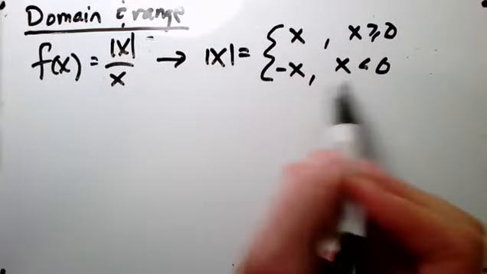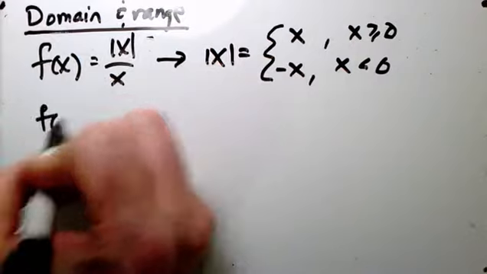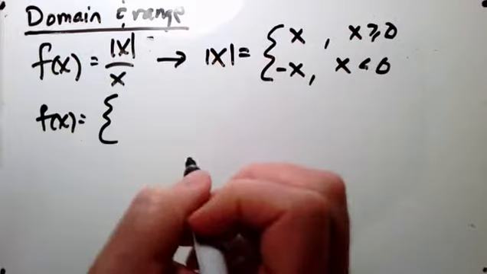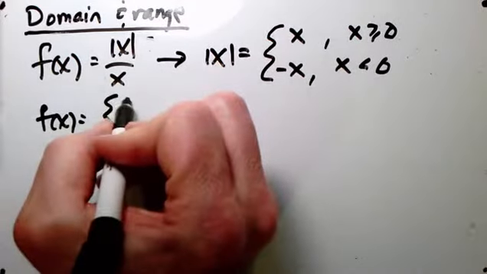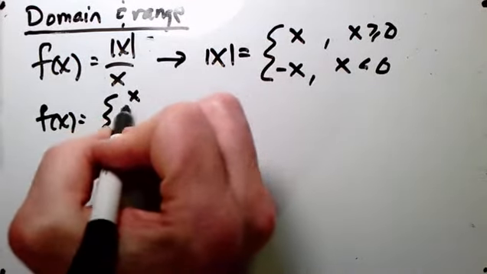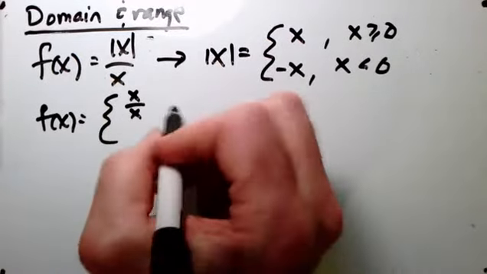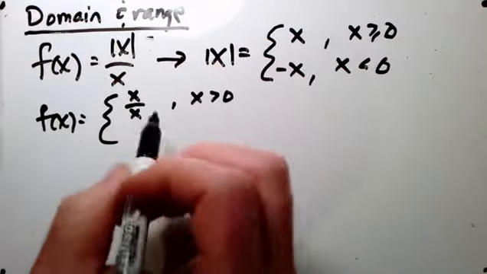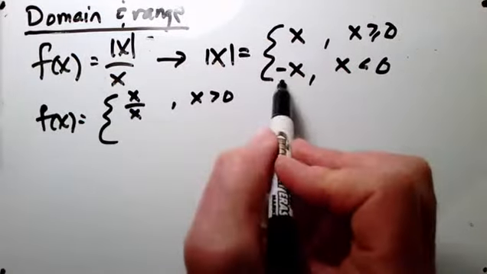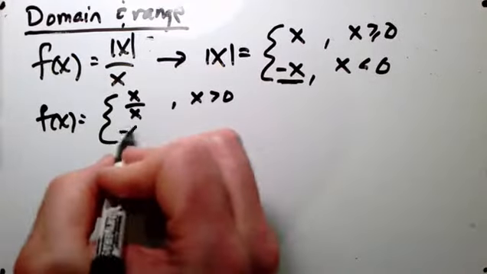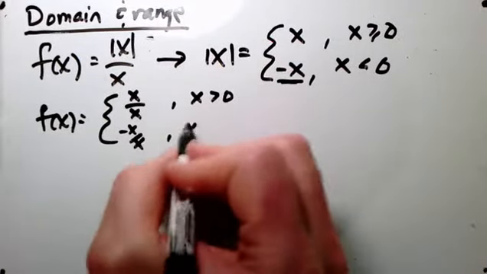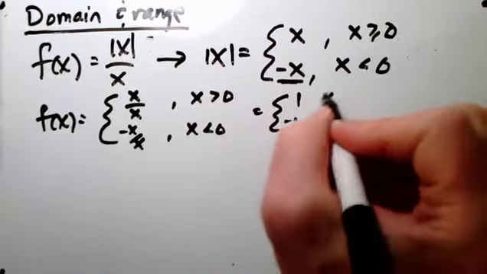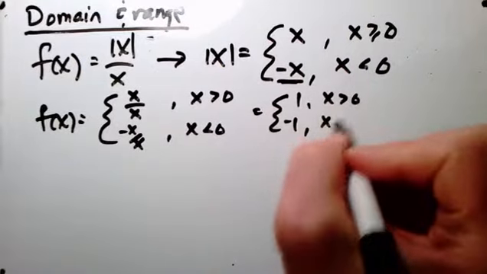So now with this definition of absolute value, we see that f of x is going to be a piecewise function. Right? When x is greater than or equal to 0, we're going to have x divided by x. Well, we got to avoid 0, so we'll say when x is greater than 0. When x is less than 0, we're going to have minus x divided by x. This is, of course, just 1 and minus 1 when x is greater than 0 or when x is less than 0.